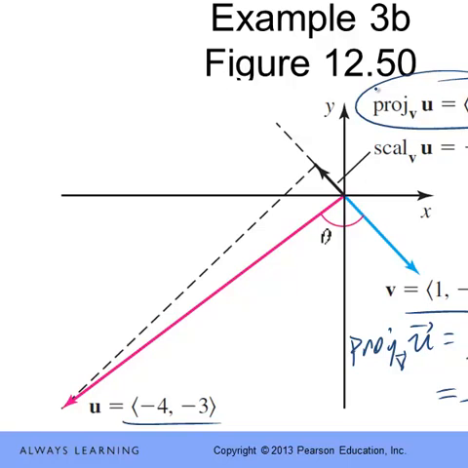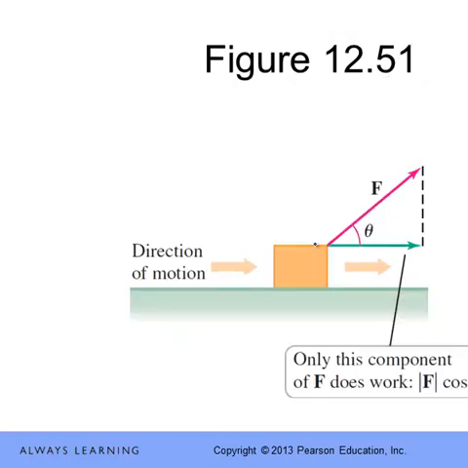Now, notice what this looks like. V is this blue vector. U is the red vector. But notice that the projection of u onto v is a vector that points in the direction opposite of v, because the angle between u and v is obtuse. Any questions so far about projections and how to compute them? All right.